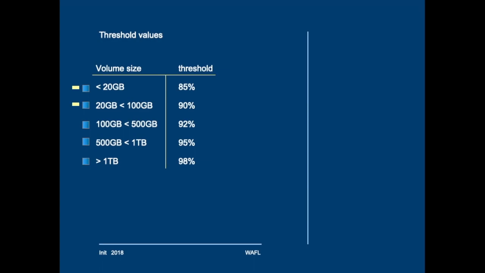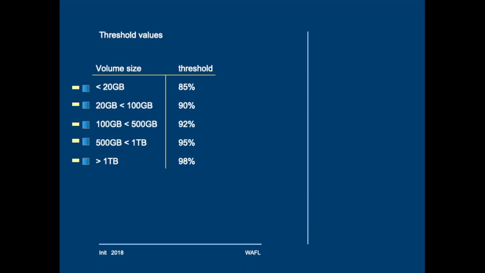For a volume that's bigger than 20 gigabytes and less than 100 gigabytes, it's 90%. For a volume between 100 and 500 gig, it's 92%. And between 500 gig and 1 terabyte, it is 95%. And for volumes that are larger than 1 terabyte, it is 98%. So the bigger the volume, the higher the threshold.